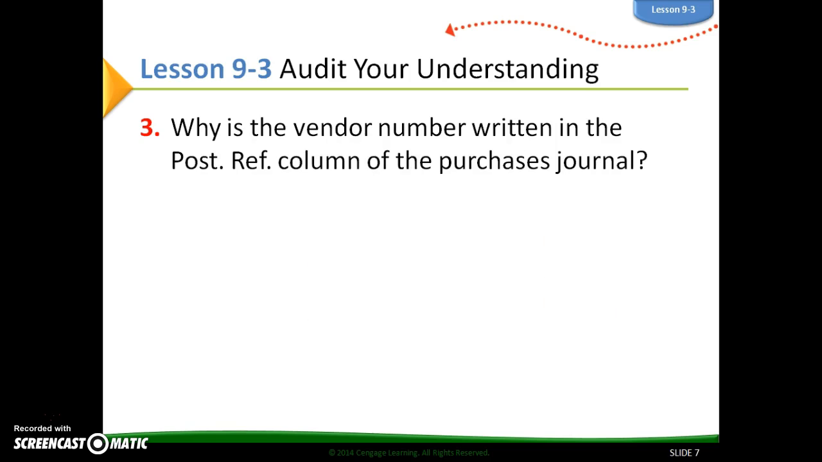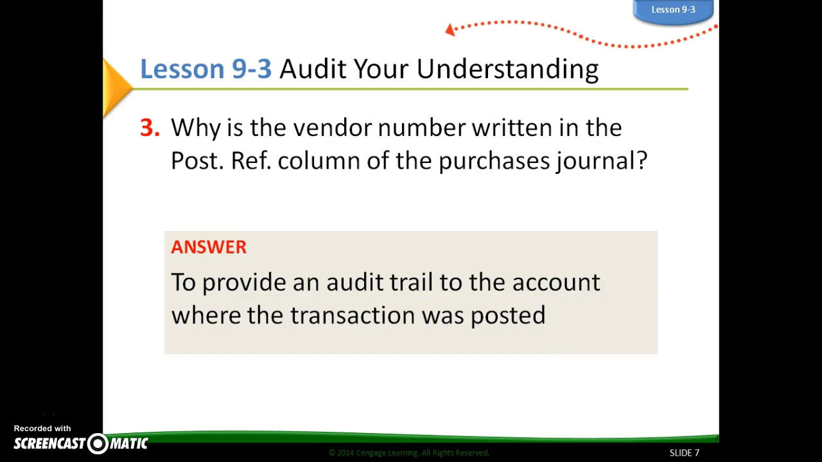And then finally, why is the vendor number written in the post reference column of the purchases journal? Remember, we looked at that in the purchases journal, but again, clear audit trail. Okay, so you just want to make sure you have all kinds of really good audit information so that as you're going forward, or if an audit potentially would happen, that's important.